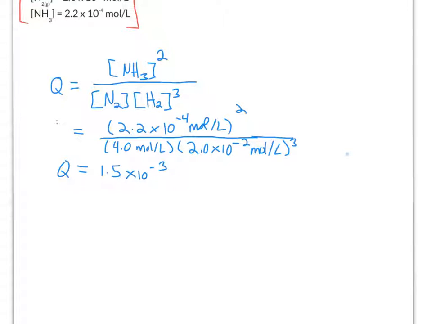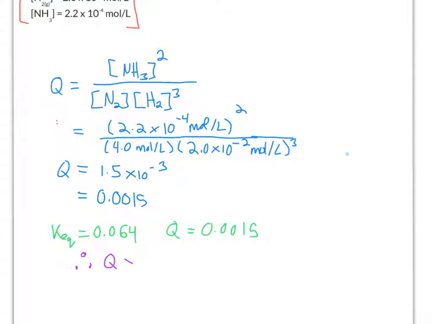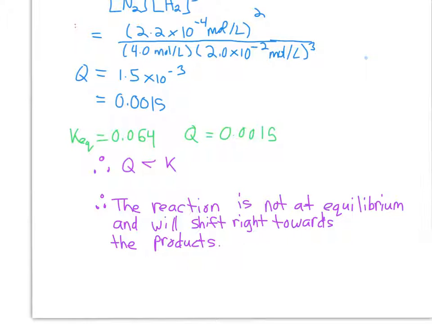Remember, we ultimately want to compare our Q value to our K value. Our Q is 1.5 times 10 to the negative 3, which, if we expand that out, equals 0.0015. From our question and given information, our K is 0.064 and our Q is 0.0015. Therefore, our Q is less than K. So the reaction is not at equilibrium, and it's going to shift right towards the products.